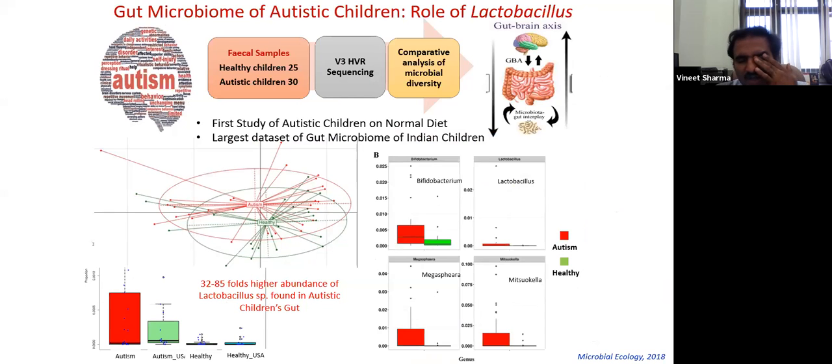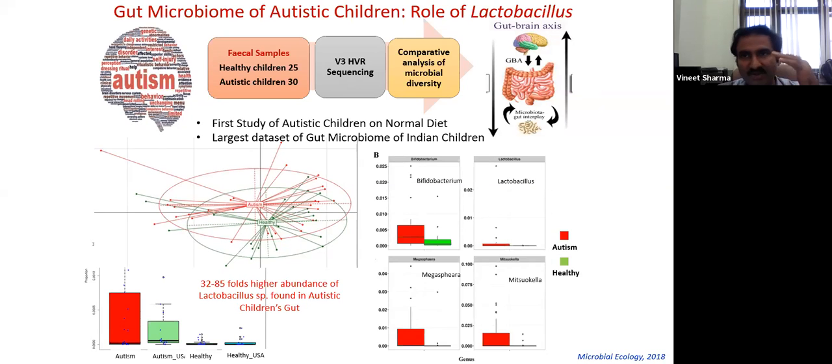Okay, then there is another condition, like in autistic children. The autistic children gut microbiomes were reported from other countries, but not from India. And typically in those countries, the Western countries, they take a diet which is gluten-free. But in India, even the autistic children take a diet which may contain gluten, and there is no such restriction, right?